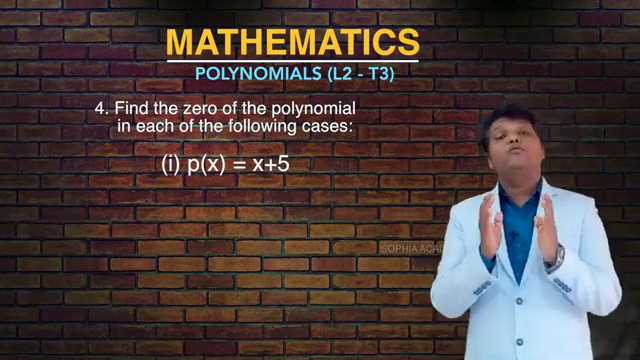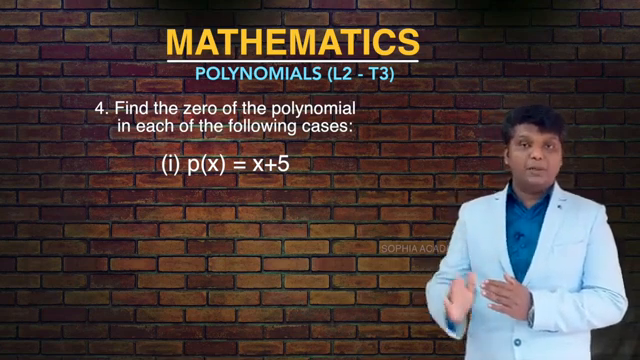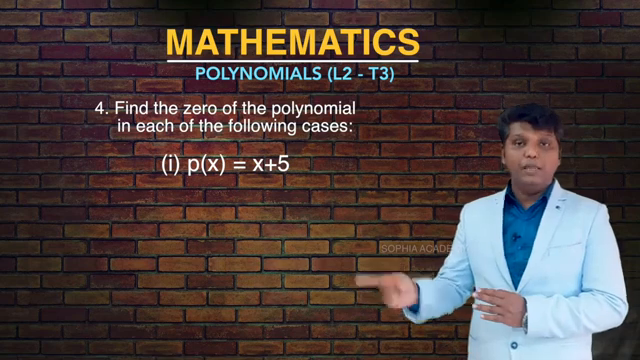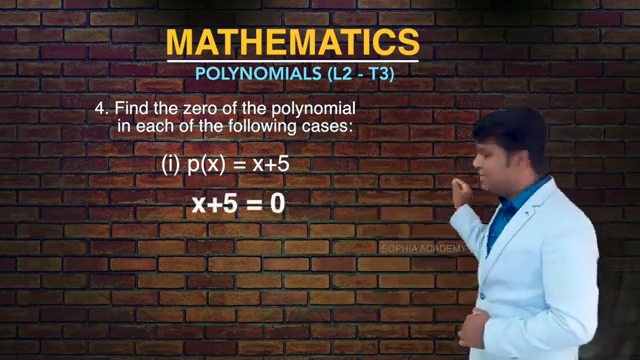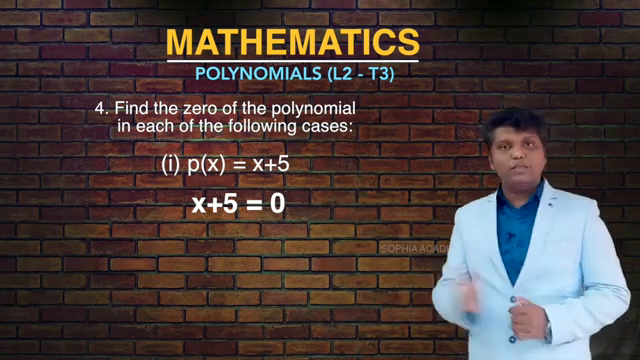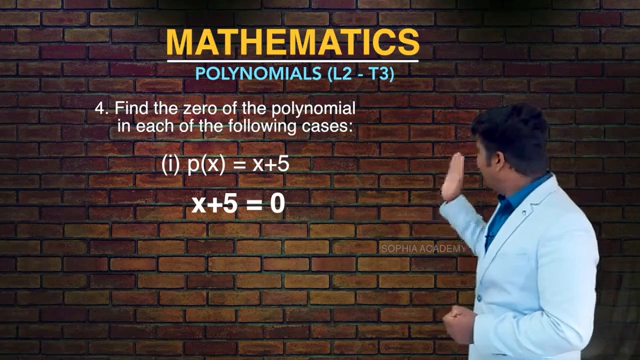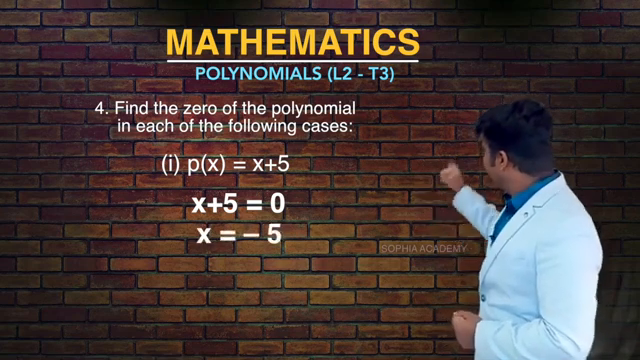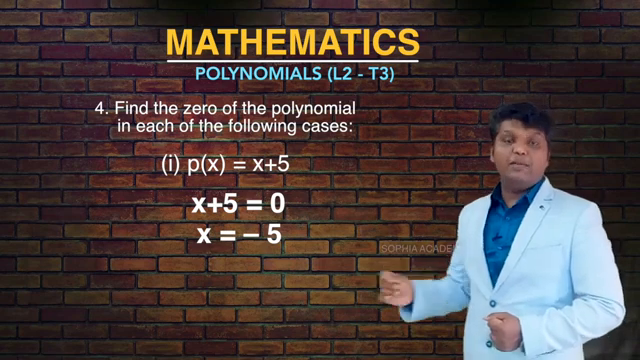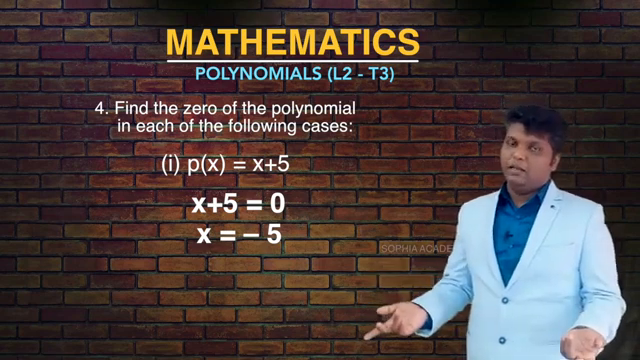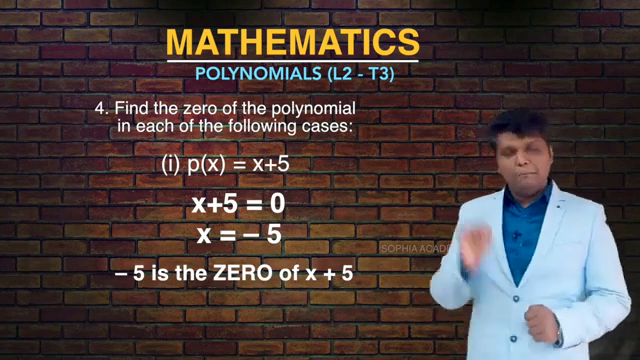Whenever you want to find a 0, you have to equate the given algebraic expression or the given polynomial to 0. So here it is x plus 5. So the first step will be x plus 5 is equal to 0. You are equating it to 0 to find the 0. Okay. So x plus 5 is equal to 0. Therefore, x is equal to, taking this plus 5 to the next side, it will become minus 5. Right? 0 minus 5, that is equal to minus 5. So the 0 of this given polynomial x plus 5 is minus 5.